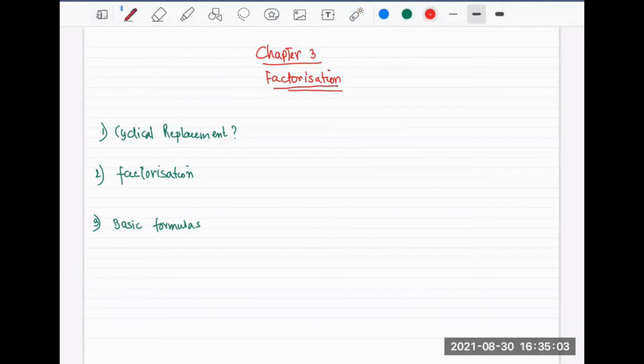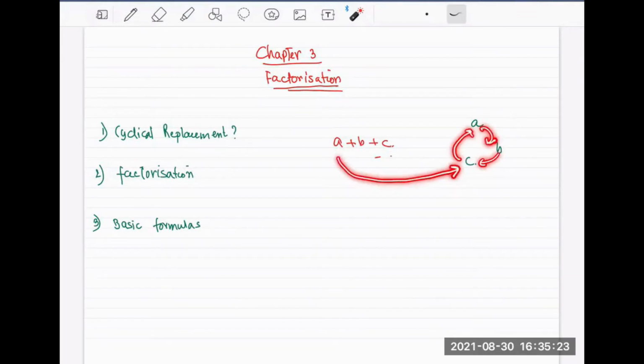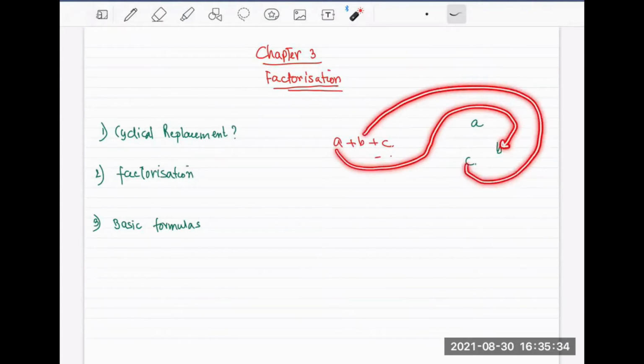So let's say I have A plus B plus C. I'm writing A, B, C on the side. If I replace A, B, and C in this order, once A is replaced by C, you have to replace B by A, and you have to replace C by B. Or if A is replaced by B, you have to replace B by C, and you have to replace C by A.